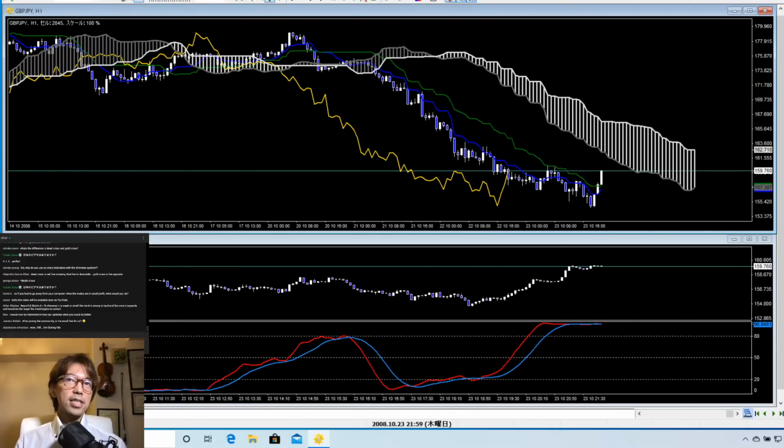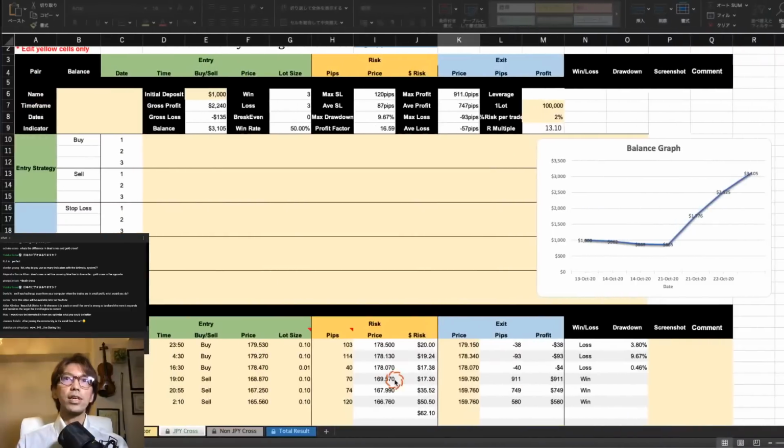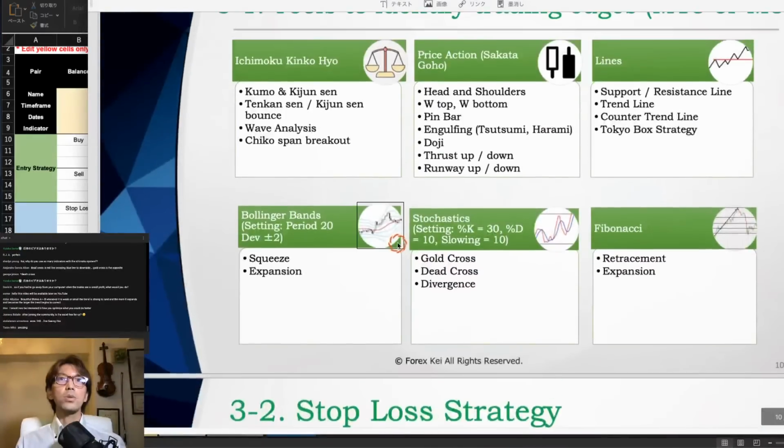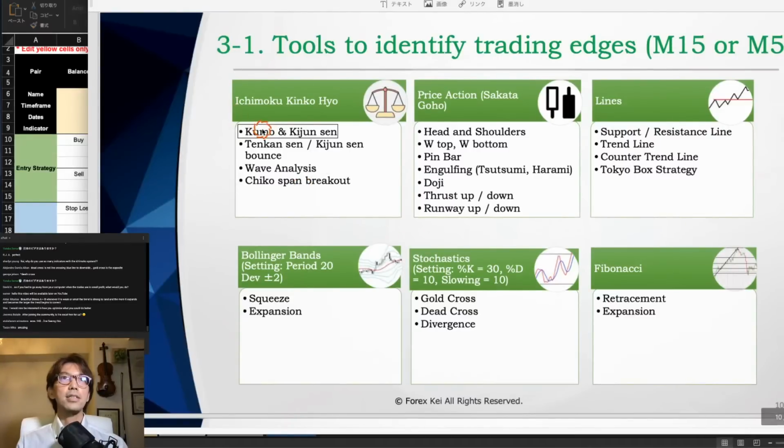And today this was just the stochastics, but in reality, I take other tools, which I also introduce on this KTS. Hold on. Yeah, so I take these tools, right? I look at the Kumo, Kijun Sen, right? So 15 and 5 are my time frames to execute trades, and I look at these things in Ichimoku, and also price action. I will closely look at the price action in smaller time frames too, in reality, and also lines and Bollinger Band squeeze, expansion, and crosses, divergence in stochastics, and also Fibonacci retracement and expansion too.